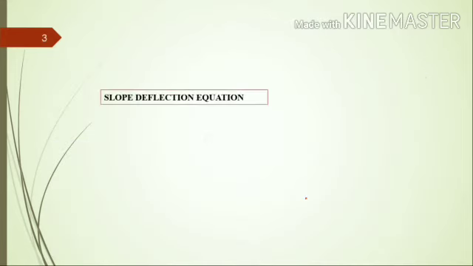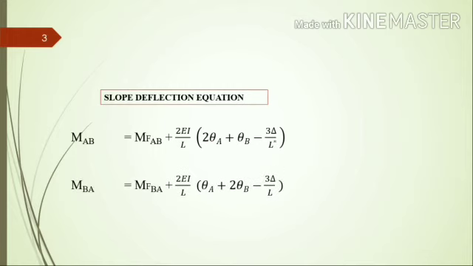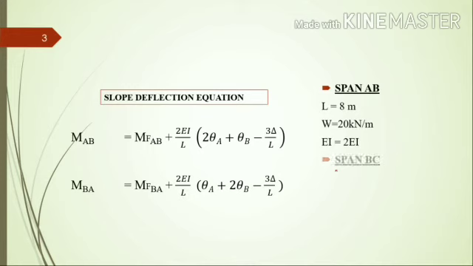So first step, we write the general slope deflection equations. MAB is equal to M of AB plus 2 EI by L into 2 theta A plus theta B minus 3 delta by L. Next, MBA is equal to M of BA plus 2 EI by L into theta A plus 2 theta B minus 3 delta by L. Then write down all the given data. For span AB, length is 8 meter, W is equal to 20 kN per meter, EI is given as 2 EI. Similarly, span BC, length is equal to 4 meter, W is equal to 80 kN, EI is equal to EI.